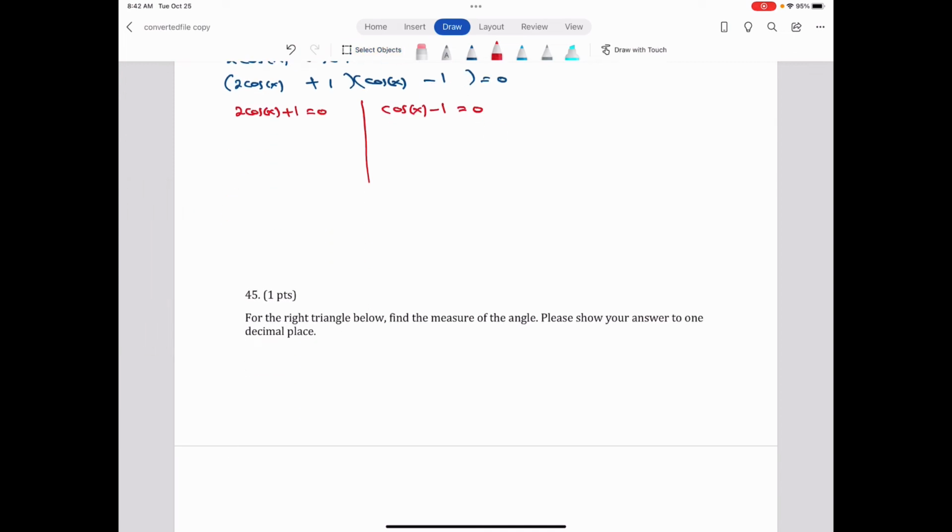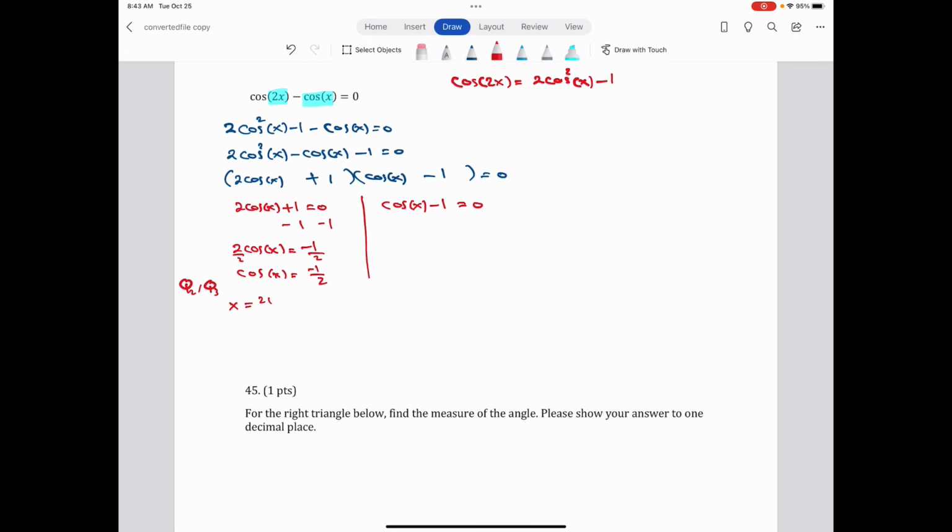I'm going to solve the first one by subtracting 1 from both sides of the equation. So 2 cosine x equals negative 1. Cosine x equals negative 1 over 2 after you divide by 2 both sides of the equation. So now we're looking for all of the angles that have a cosine of negative 1/2. I know cosine is negative in the second quadrant and in the third quadrant. So that is where I'm going to look for the angles. That is 2 pi over 3 and 4 pi over 3.